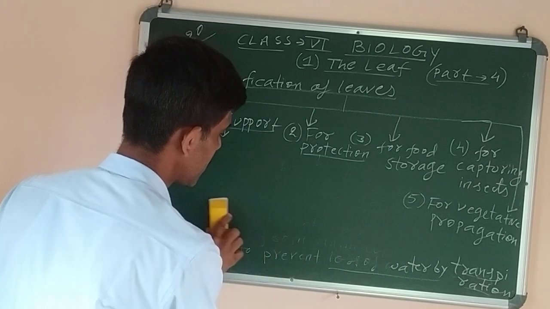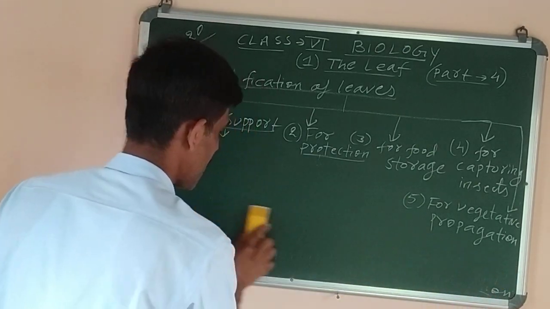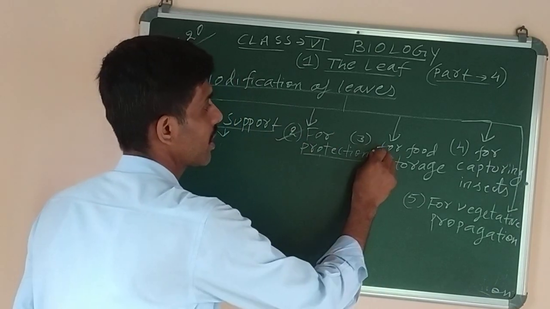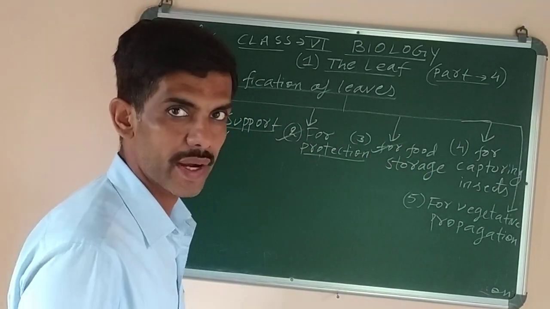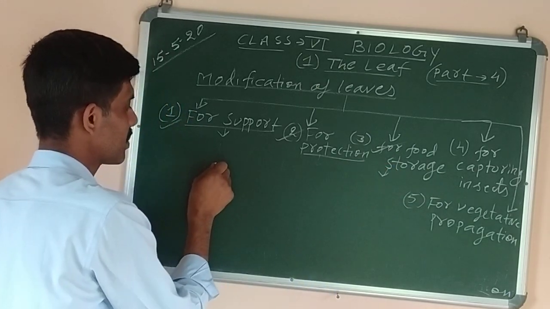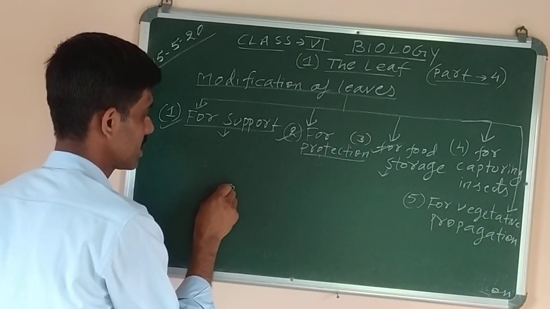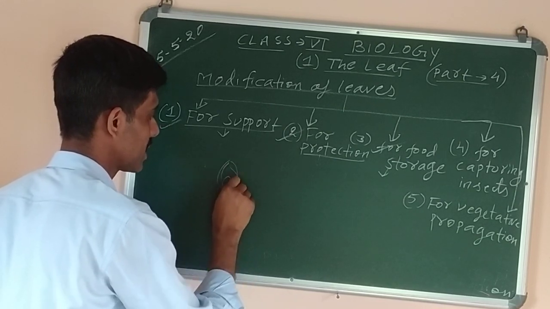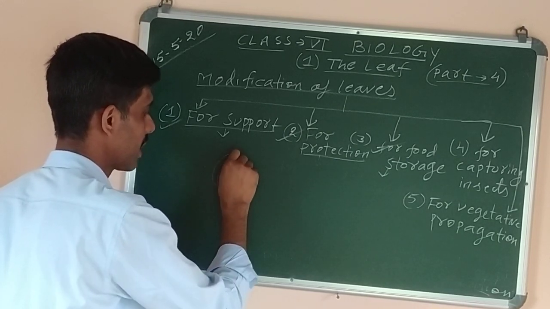protection one is also completed. Here only I will explain all the points. The next point is for food storage. You know that in onion you have seen the scaly leaves are there. You have seen the onion how it is, no? See, so many scaly, fleshy leaves are there. They are the edible part.